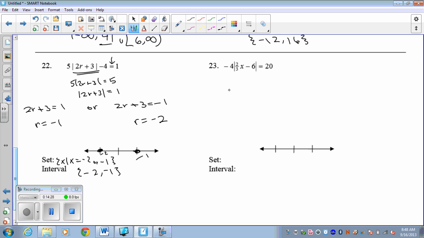Alright. Uh-oh, this one's got a fraction. However, nice thing about it is, when you isolate first, because you should always isolate first, you end up getting absolute value equals a negative number. And we all know that absolute value is always positive. Positives can't equal negatives, so this is no solution.